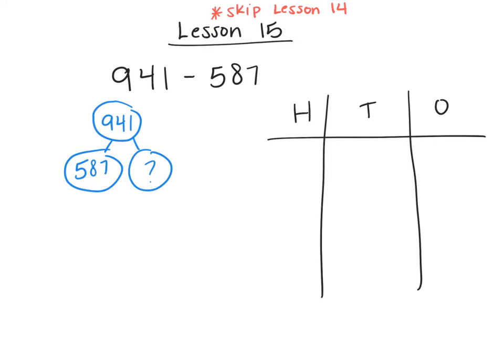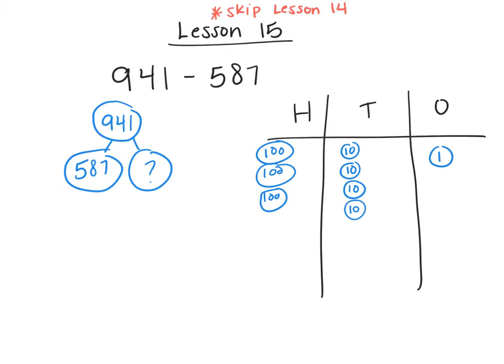So always with subtraction, we start with the biggest number, and that's the number that we're going to put into our place value chart. So I'm going to show 1 in the ones place. There's 4 tens. And then there's 9 hundreds. I don't think we've ever drawn this many hundreds. Maybe we have. I don't remember. It's been a while.